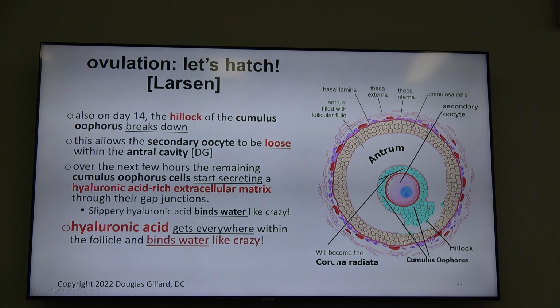Okay, so what happens next? It's got to break out. It's got to get out of all this stuff. So we've got to figure out a way for this to get out, and then it's got to get out through the ovarian wall as well. We've got a lot of stuff to get out of. So the first thing it does is some of these cumulus oophorus cells start secreting a hyaluronic acid rich matrix. So they start making hyaluronic acid molecules.